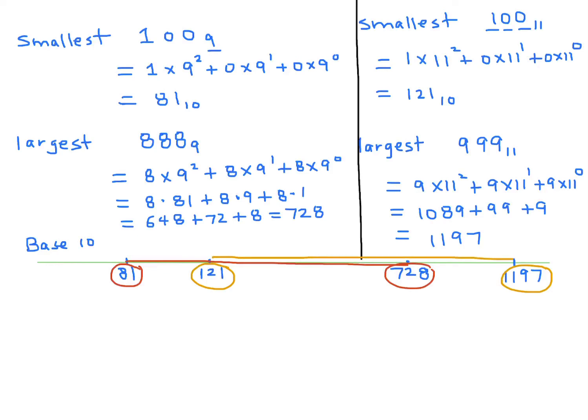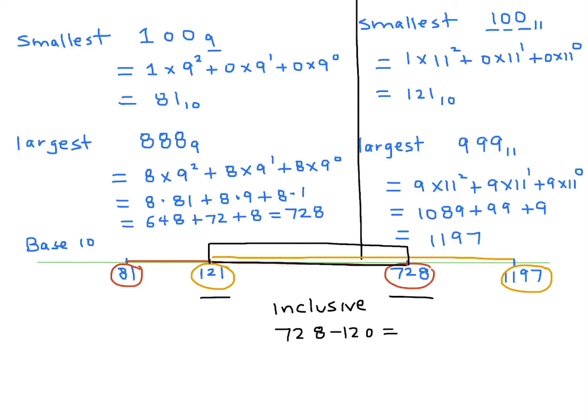Now we look at the common region. The common region is the region we are interested in, because that common region will present you with numbers that are 3-digit for base 9, 3-digit for base 11, and 3-digit for base 10. Then that common region is right here. It includes everything that we need. So all the numbers in base 10 between 121 and 728 inclusive. So that would be 728 minus 120, which is 608. So that's how many numbers.